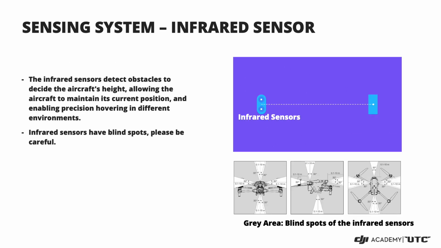Infrared sensors use the infrared signal to detect the distance, which is more accurate when it's close to the surface. Matrice series have 6 directions of infrared sensors, while Mavic 3 Enterprise series only have the downward for landing safely.